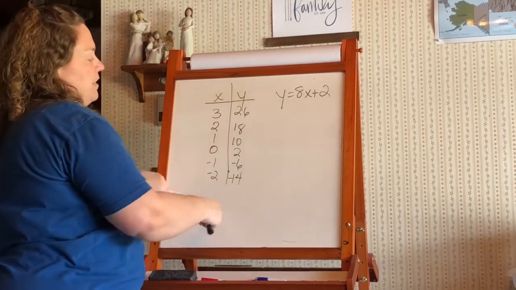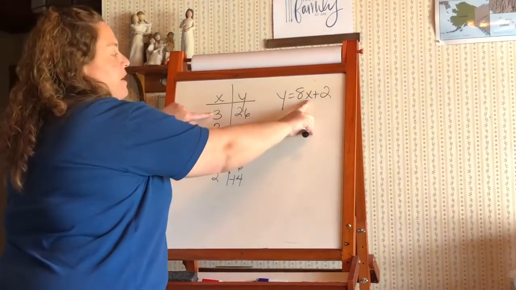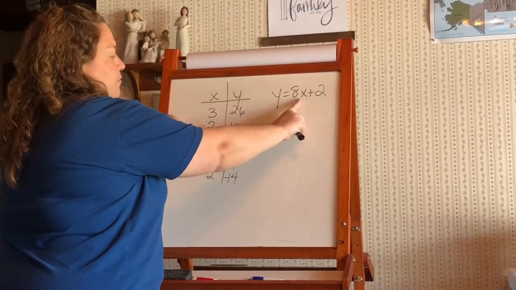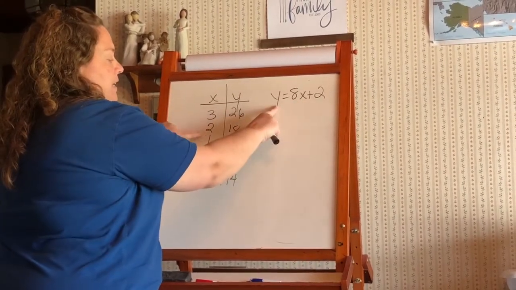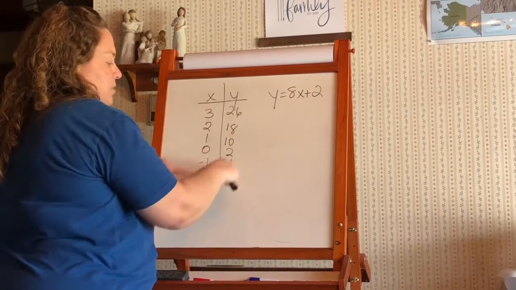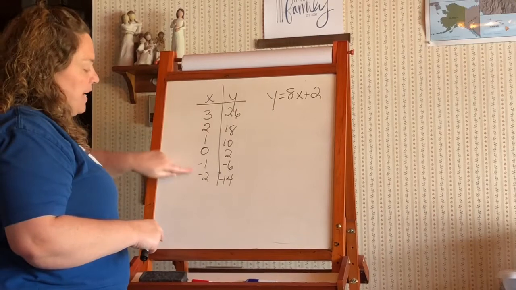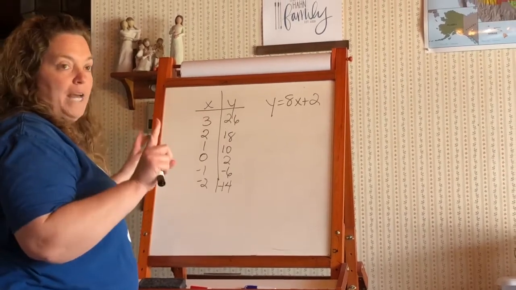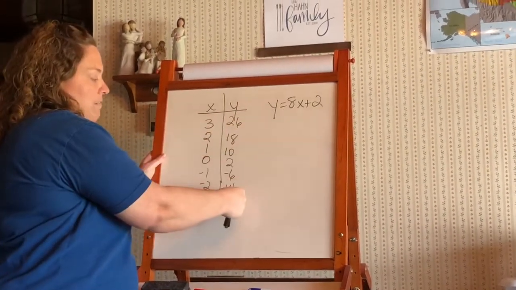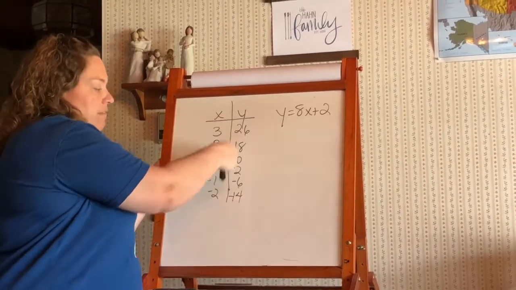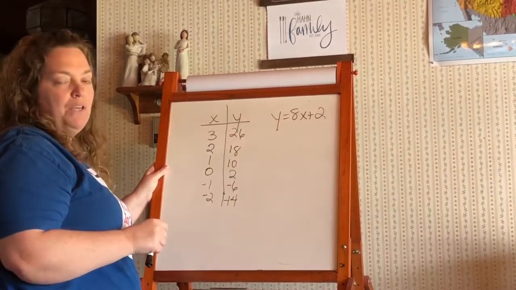So here's a chart. It tells us right now if we put in 3 for x and solve, you'll get 26. 2 for x gives you 18. 1 gives you 10, and so on and so forth. So we see here this is a function because for every x value, there's only one matching y value. None of the x values repeat. They each have their own matching y value.